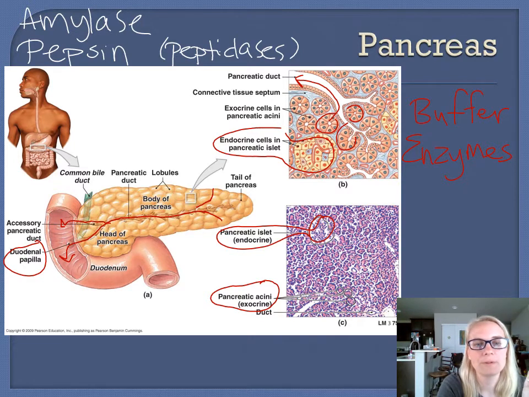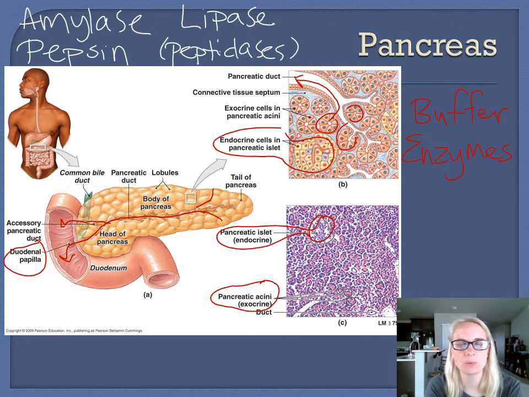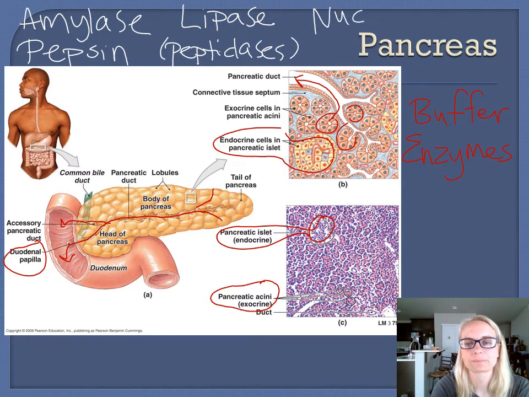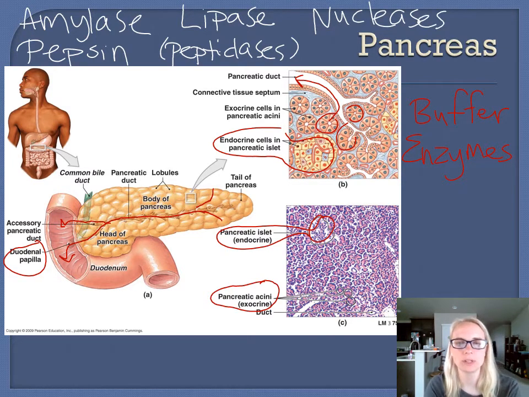We also have lipase. There's a little bit of lipase that comes from the tongue, but there's pancreatic lipase that breaks down fats. And then there's also nucleases. So these are going to break down your DNA and RNA into your nucleotides. Again, we don't use the nucleotides for nutrition, but we do absorb them and use them as building blocks to make our own DNA and RNA.